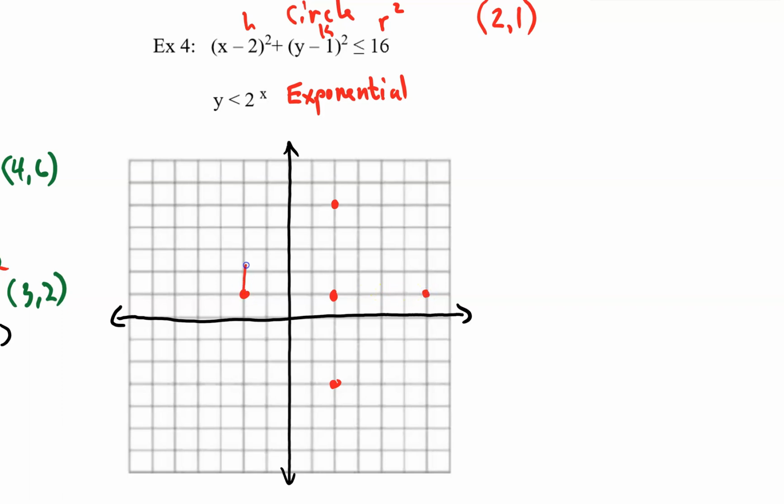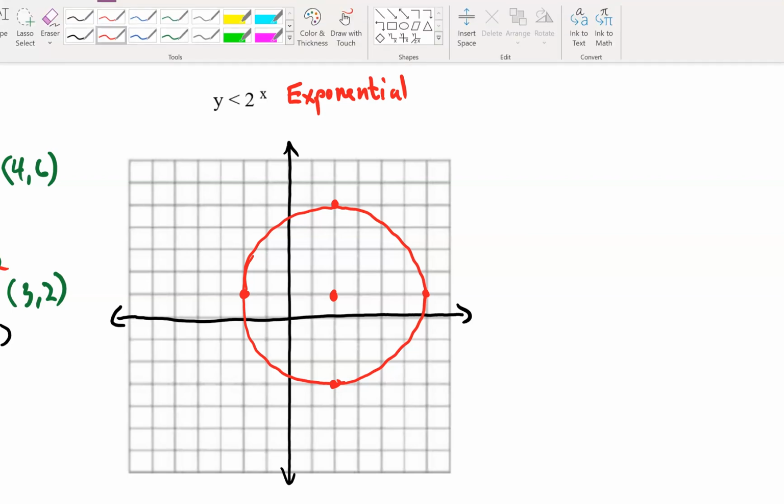And this thing, just like the last one, do your best. I know these aren't the easiest things to draw sometimes, but do what you can. All right, there's my circle. Now it's saying that it is less than this. That means it's inside the circle, just like it was in the last problem.